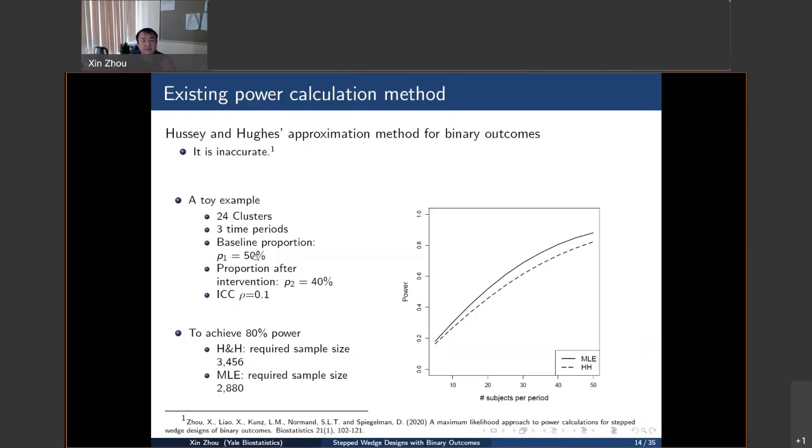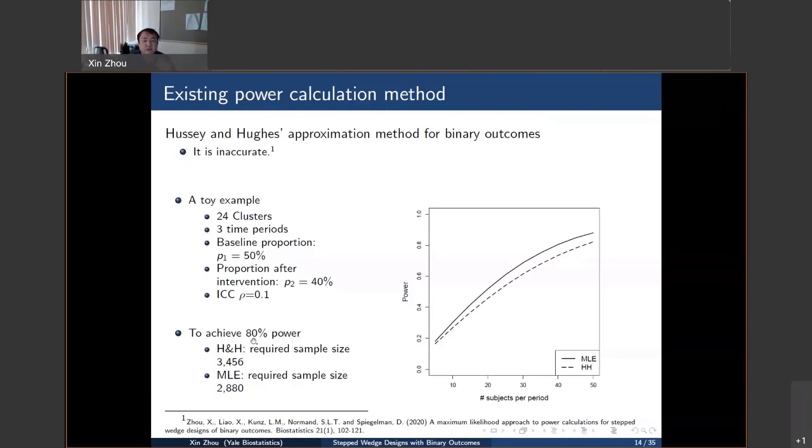P1 is 50% and P2 is 40%. The ICC is 0.1, and we change K. K is the number of individuals at each period from every cluster. When we change K, we plot the power calculated by our maximum likelihood method, and also plot the power calculated by the Hussey-Hughes normal approximation method. We can see here that the Hussey-Hughes method actually underestimates the power.